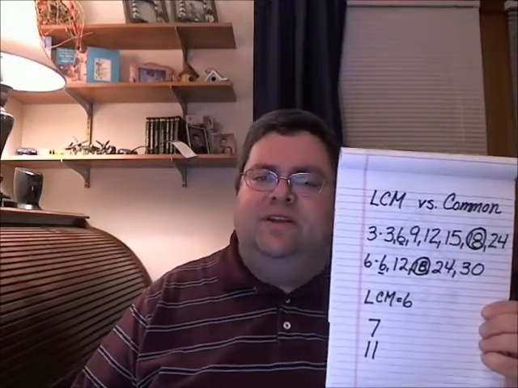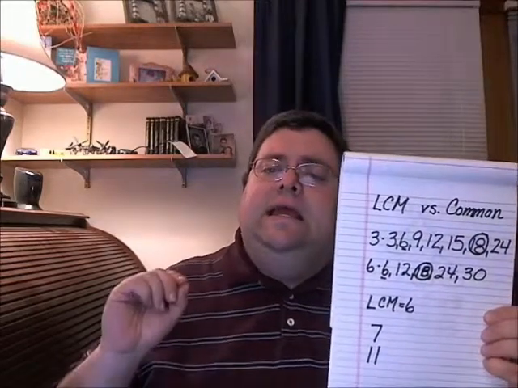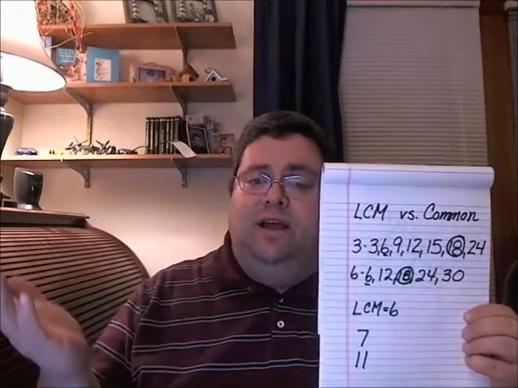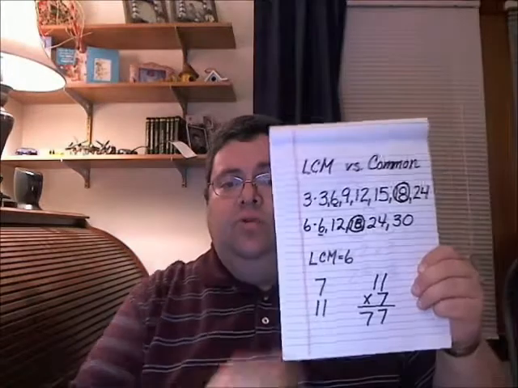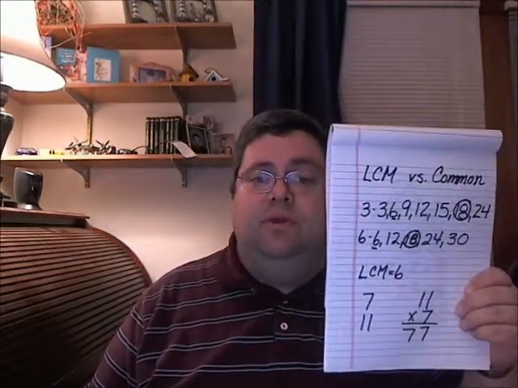Well, 77, that is 7 times 11. So again, it's okay to use that method to find a common multiple of multiplying the two numbers together. 7 times 11 is 77. And by doing that, we did find a common multiple that you could use to, in this case, work a fraction or do any other work where you would need a common multiple.